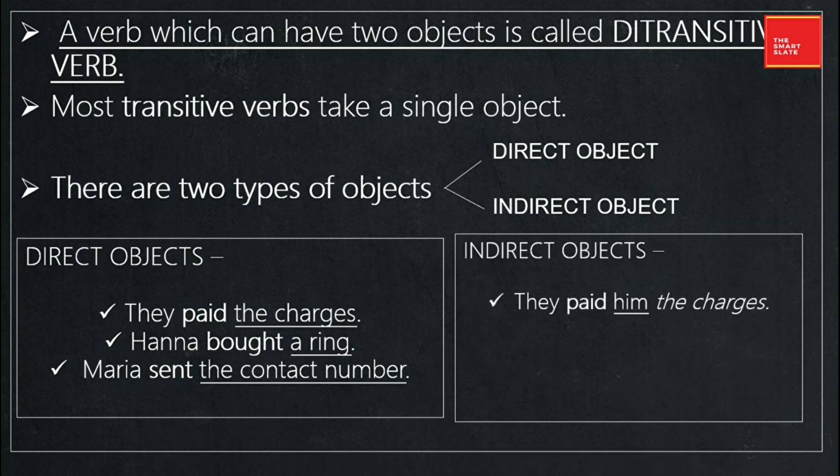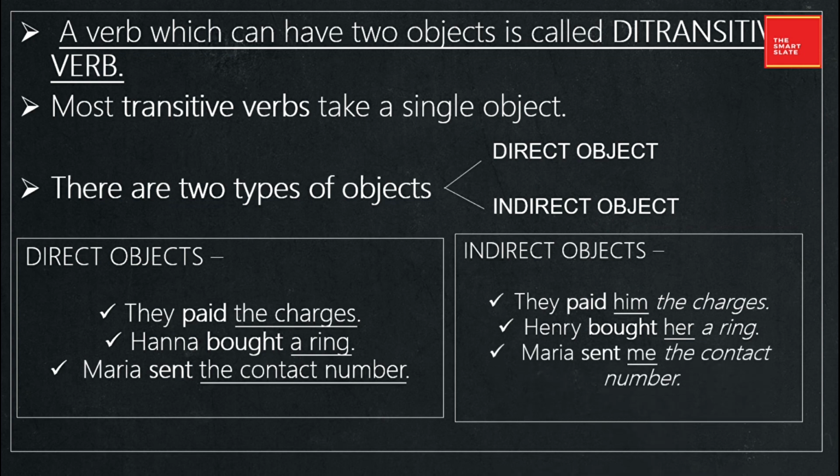They paid him the charges. Henry bought her a ring, and Maria sent me the contact number.